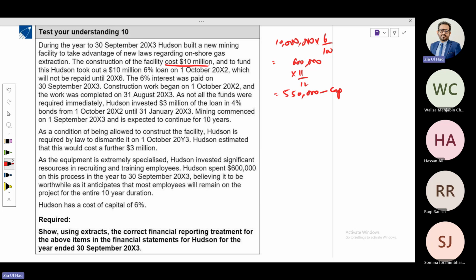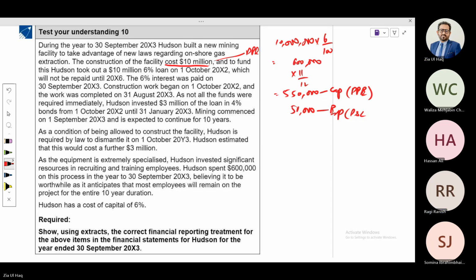So what about the remaining 50,000? That is expense, because they have paid this complete interest for the year. So 1 month should be expensed. This should be charged in profit and loss account, and the other should be charged to PPE, property, plant and equipment. And the construction facility cost of 10 million should be recorded as PPE as well. To this 10 million, we need to add 550,000.